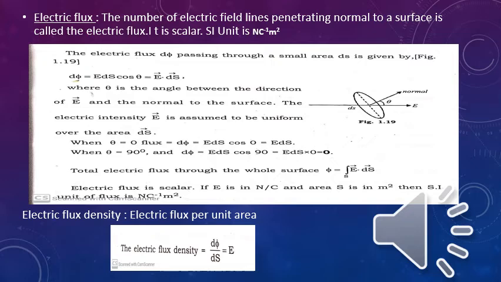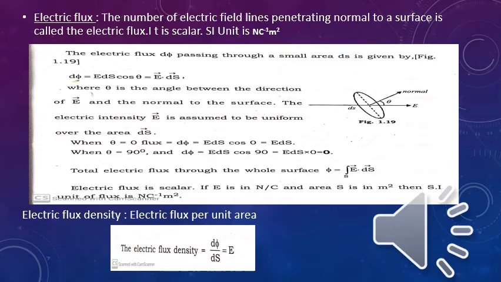So when theta is equal to 0, what happens? The flux is maximum, equal to E dS. Whereas when theta is equal to 90 degrees, the flux will be minimum, that is E dS cos theta is equal to 0. And the total electric flux, on integration, we get phi is equal to integral of E dot dS.